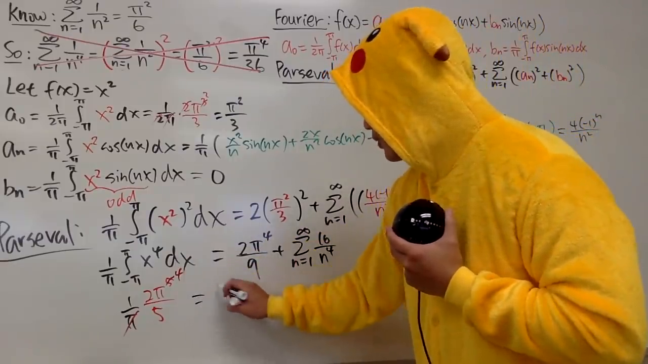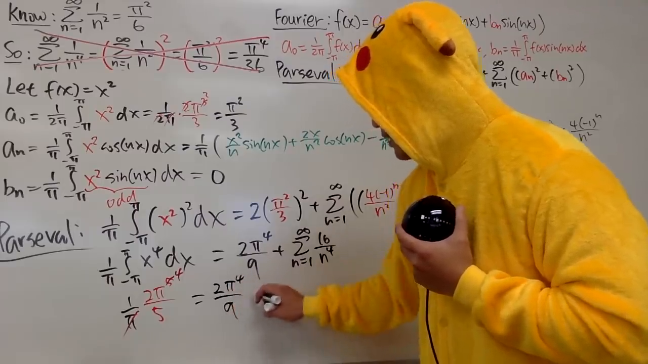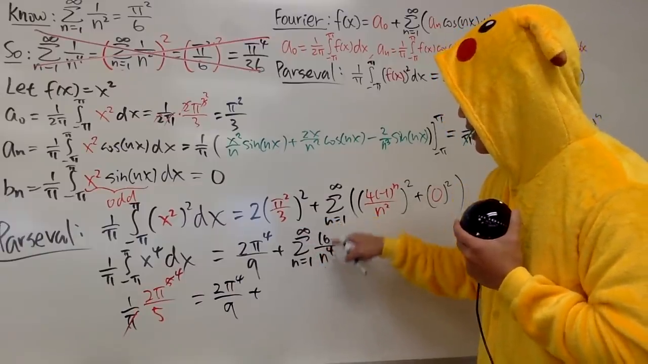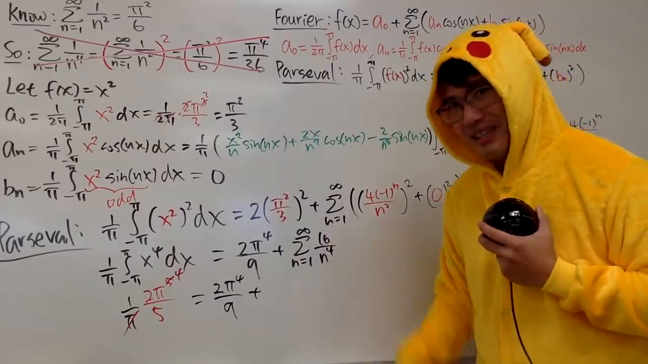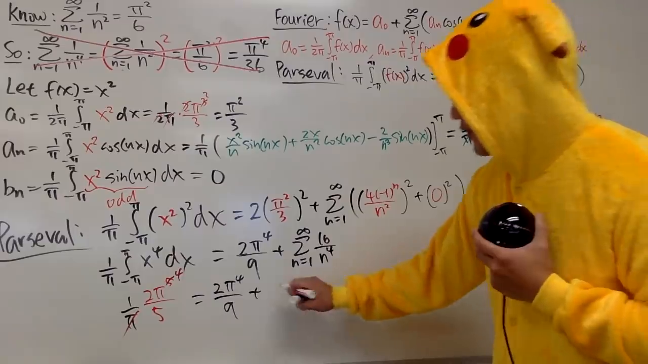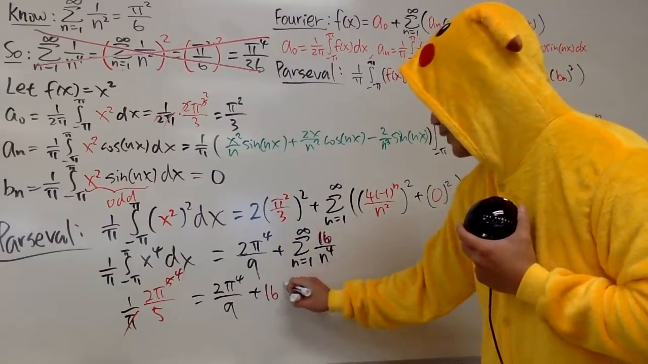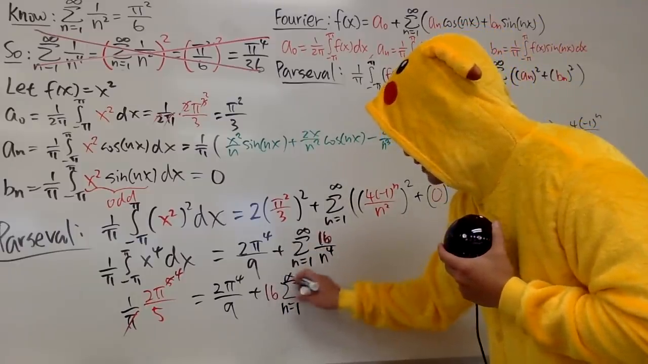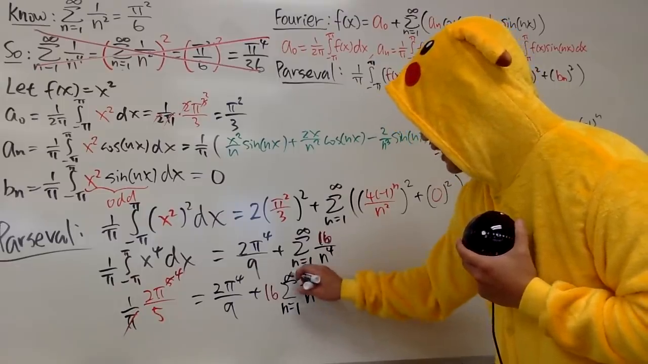And this is equal to 2 pi to the 4th power over 9 plus the sum as n goes from 1 to infinity, 16 over n to the 4th power. And you see, this is where we get the n to the 4th power in the denominator. But anyway, I can factor out the 16 to the front. So this is just a constant multiple. Put the 16 in front of the summation, n goes from 1 to infinity, and then we have the 1 over n to the 4th power. This is the one that we want, isn't it?